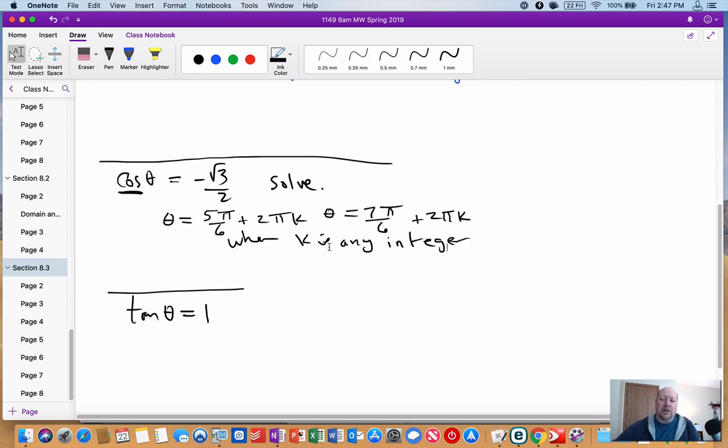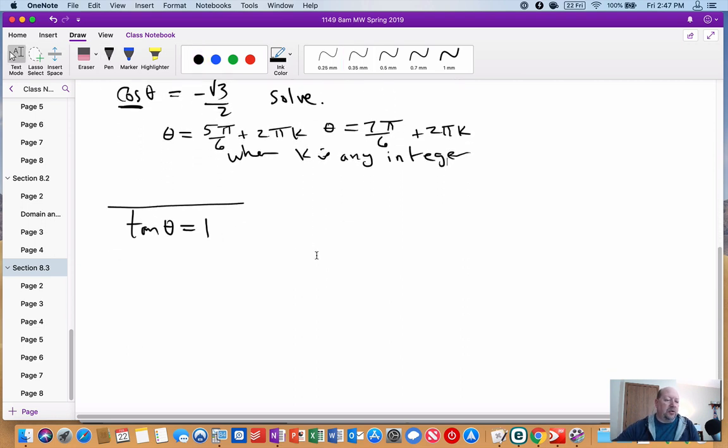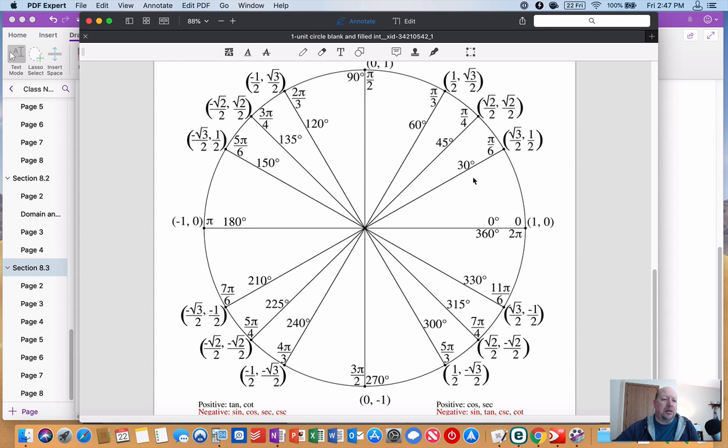All right, let's look at the tangent of theta equals 1. Let's take a look at here where the tangent is 1. Okay, so here we go. Tangent of theta equal to 1.